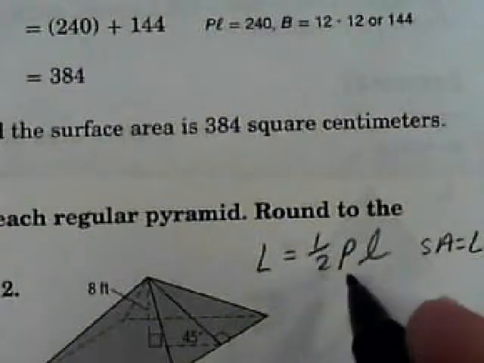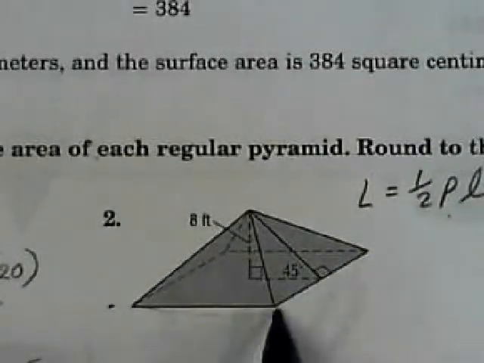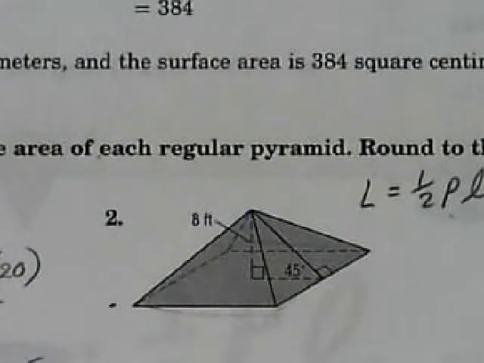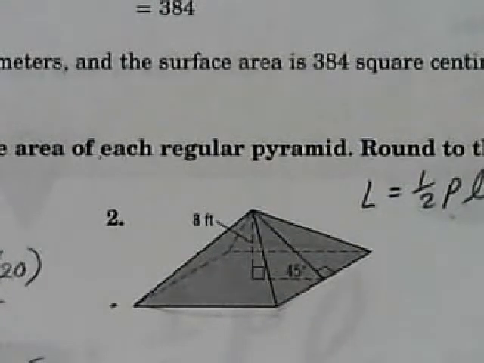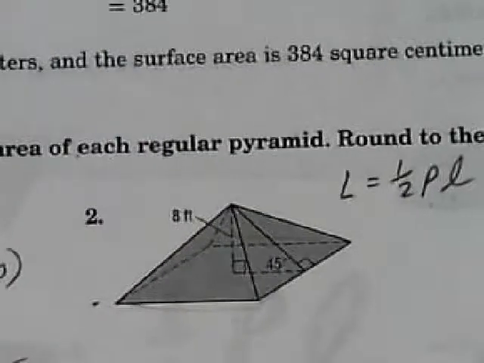Okay, do you have a perimeter? If I looked at this diagram, I need to know the length of each one of these sides. Do I have them? No. Unfortunately, I don't. And I don't even have the slant height. So you might as well find the slant height.